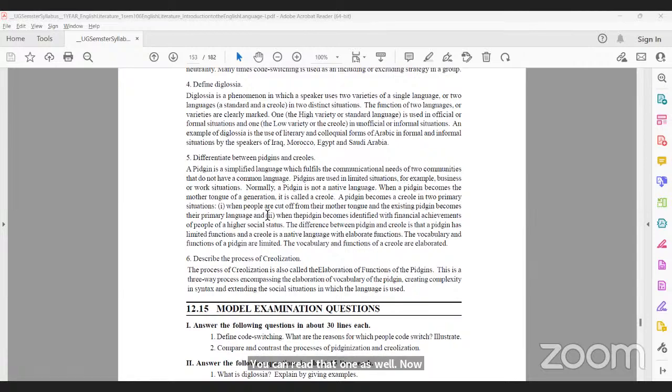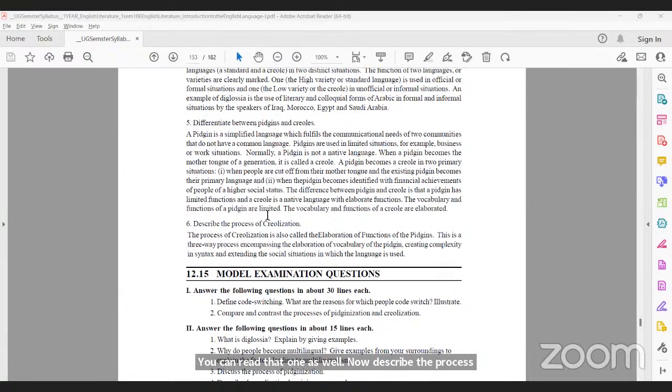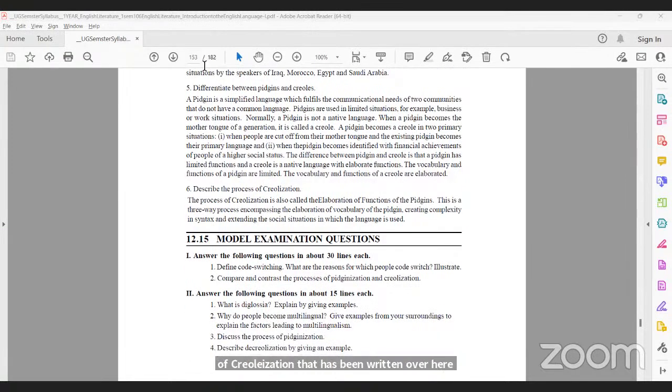Now, describe the process of creolization that has been written over here. The process of creolization is also called elaboration of function of the Pidgins. This is a three-way process encompassing the elaboration of vocabulary of Pidgin, creating complexity in syntax, and extending the social situation in which the language is used. So this is what I simplified and told you. Okay, this is how a Pidgin becomes a Creole.